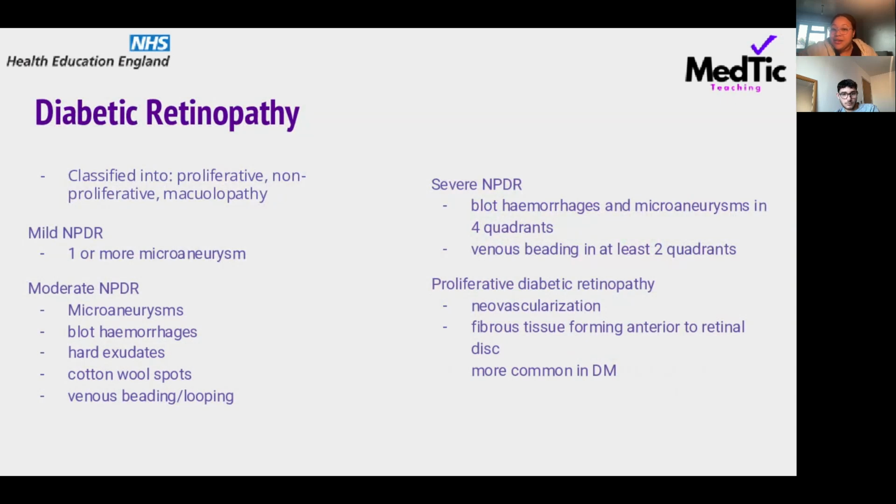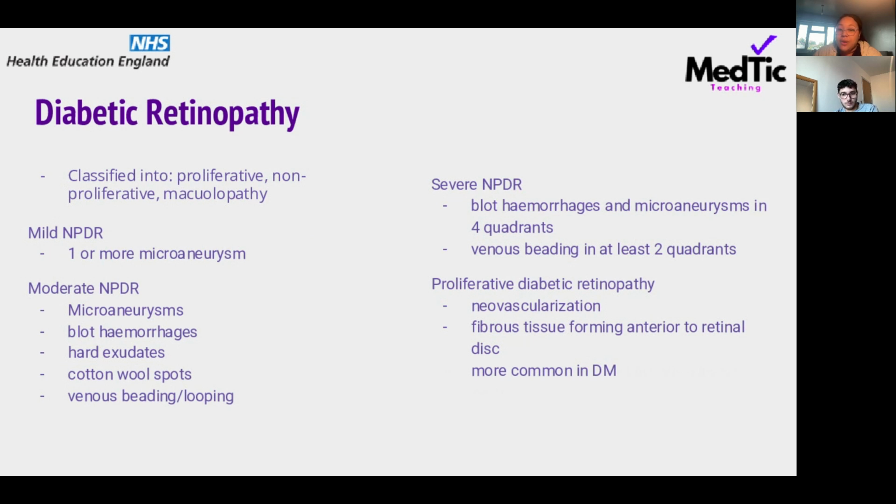Diabetic retinopathy can be classed into proliferative, non-proliferative, and maculopathy. It can then be split into mild, moderate, and severe. For non-proliferative, the best way to understand the difference between the subcategories is to sit down with images from sources such as PassMed or Zero to Finals, and compare and contrast each of the 3 subclasses. But mainly, it's the progression of the disease.